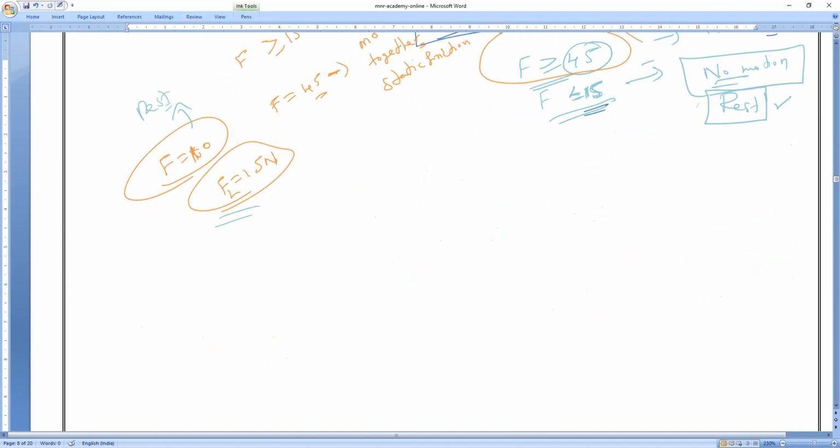Okay, guys. For example, if I apply 25 newtons, do both move together or not? Maximum is 45, so 25 means they will move together. Please kindly focus. If they move together, is it no relative motion or relative motion? Less than 45, no relative motion, and acceleration remains constant.